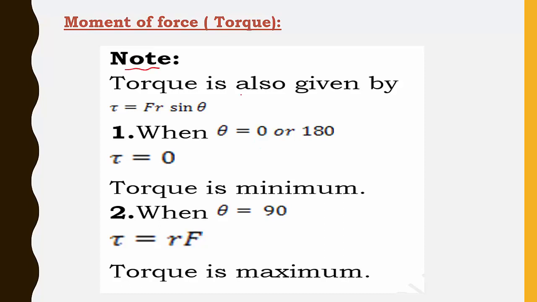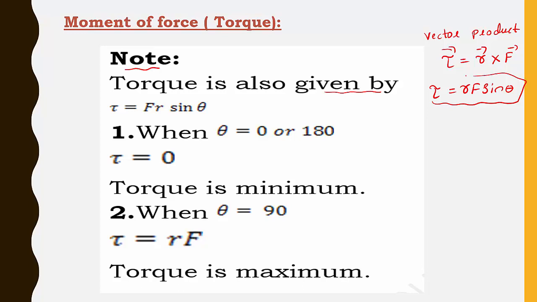Then a note point: torque is also given by the equation, because it is a vector product, tau equal to r cross F. Is it clear? This is a vector product, so it can be written as tau equal to rF sin theta. About this vector product and scalar product you already studied. So what is theta here? Theta is the angle between F and r, applied force and distance.